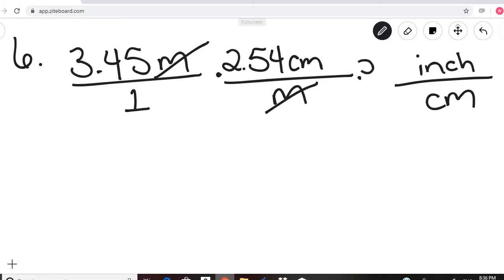And what we know is that there are 2.54 centimeters in 1 inch. So 2.54 centimeters per inch. So now centimeters are going to cancel.